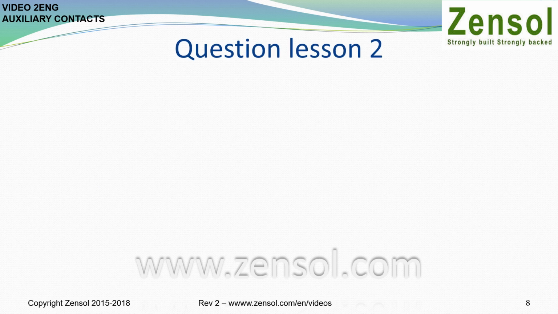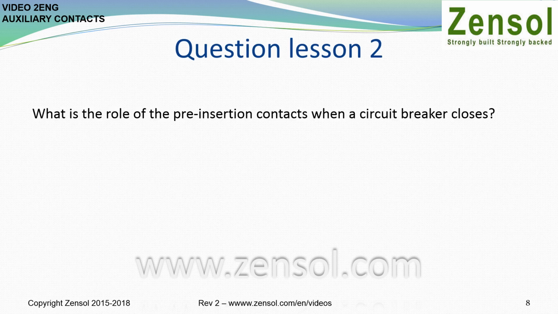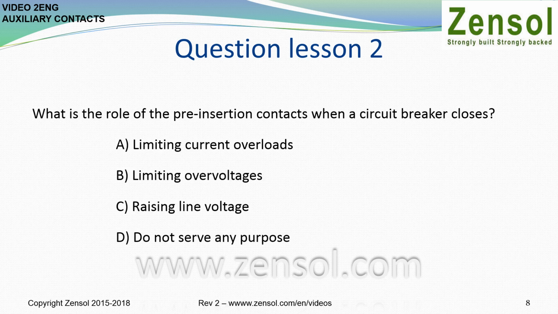Question Lesson 2. What is the role of the pre-insertion contacts when a circuit breaker closes? A. Limiting current overloads. B. Limiting overvoltages. C. Raising line voltage. D. Do not serve any purpose.